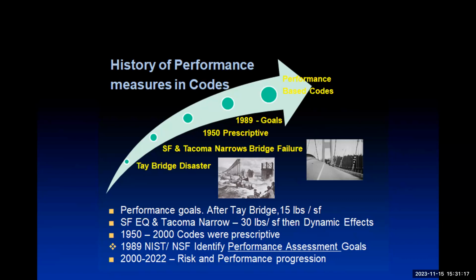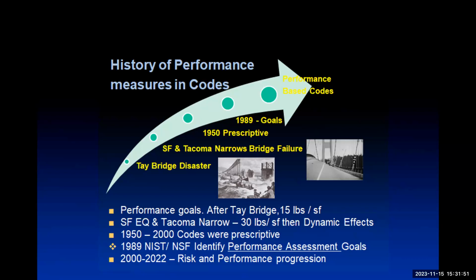In 1989, we moved to a different type of prescription with codes of practice, and this allowed us to set goals to what the behavior of a structure should be. And it's only later, much later, that we had performance-based codes and codes in which the randomness of winds and earthquakes were actually taken into account.